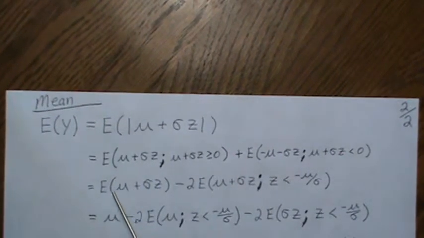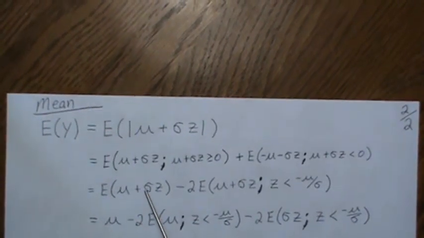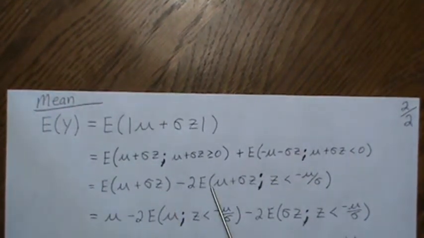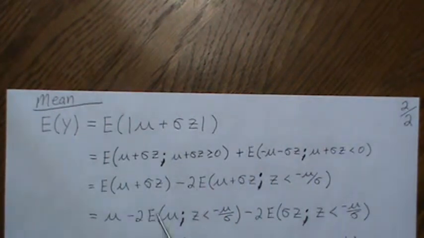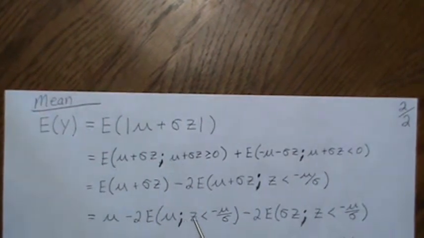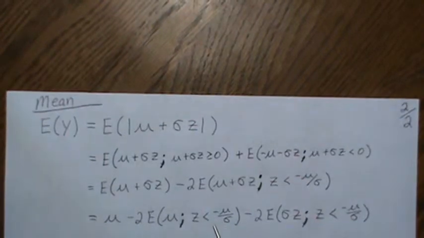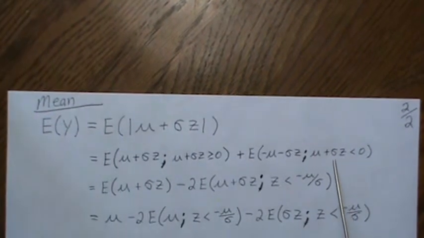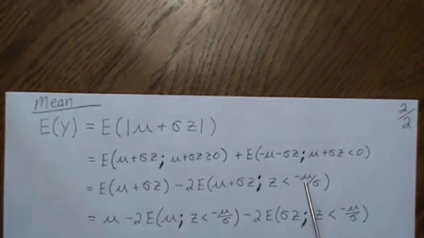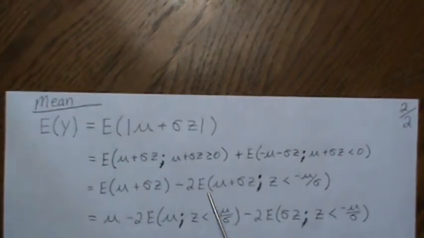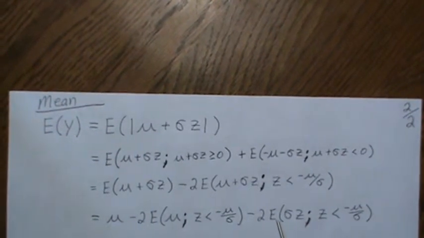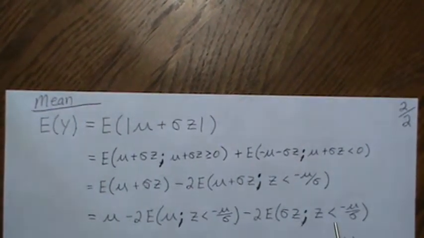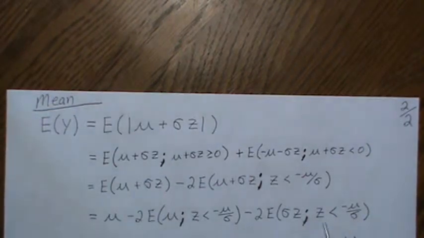Then over here, we have the expected value of mu, and then z times the expected value of z, which is 0 because it's a standard normal. And then over here, we have a constant, so it's minus 2 mu such that z is less than this quantity. And from here, that's equivalent to z being less than minus mu over sigma. So then we take the mu down, and then over here we have the minus 2 times the expected value of sigma z such that z is less than minus mu over sigma.